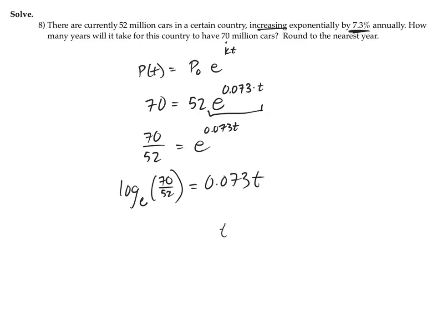Okay, so ln of 70 over 52, divided by 0.073, go, 4 point something, 4.0719, and they say round to the nearest year, so it's not going to be quite 70 million after 4 years. It'll just be slightly less than that, but if you want to say about 4 years, you'll have 70 million, that'd be all right.